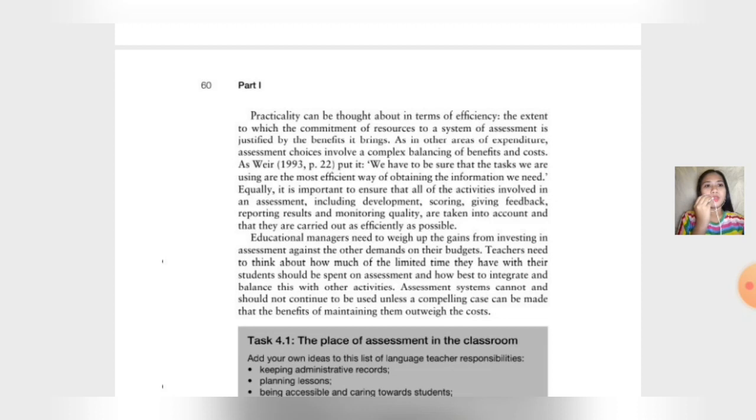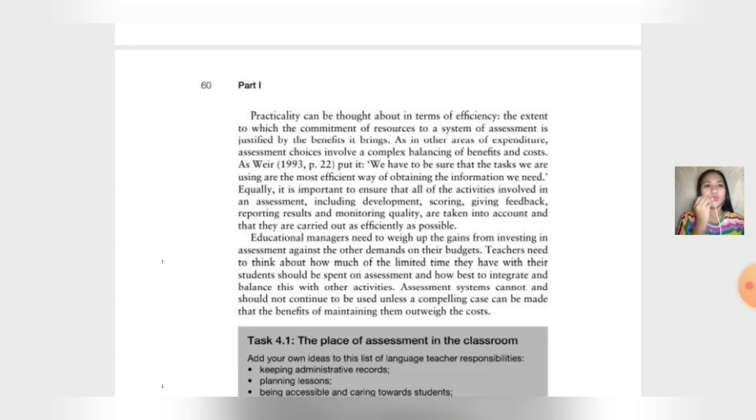As test developers, we have to be sure that the tasks we are using are the most efficient way of obtaining the information we need. Equally, it is important to ensure that all the activities involved in an assessment, including development, scoring, giving feedback, reporting results, and monitoring quality, are taken into account and that they are carried out as efficiently as possible.